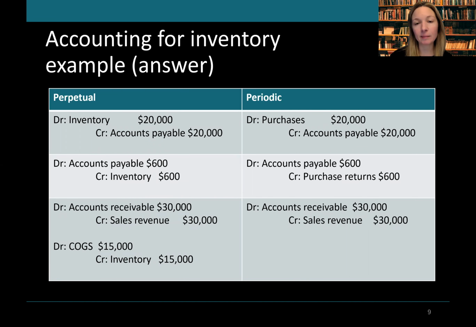In a periodic system, we don't hit the inventory account directly. We never touch it. So we're going to debit our purchases account for $20,000, and you can see the credit continues to be accounts payable. So the only difference between these two entries is where the debit goes: whether we're touching inventory, which we do in a perpetual system, or in a periodic system we hit a specific account labeled for that, like purchases.